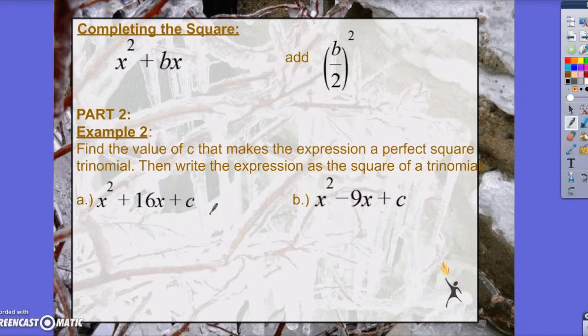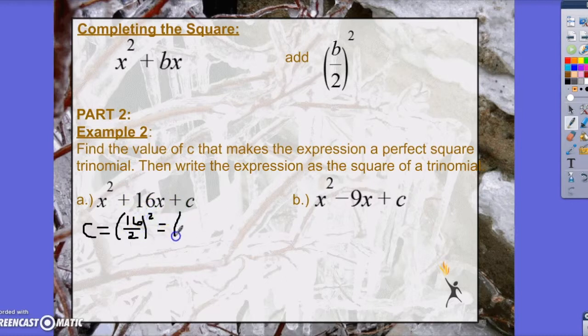Find the value of c that makes the expression a perfect square trinomial. We're going to write the expression as the square of the binomial. So I'm going to make a little work here. c equals b divided by 2, squared. So b in this case is 16, divided by 2, squared.